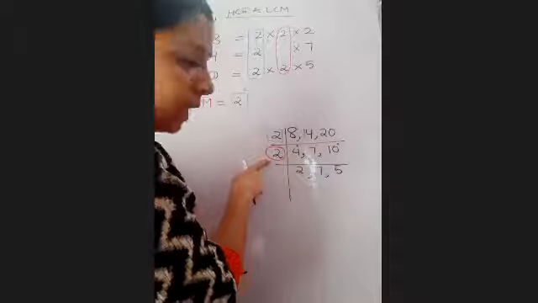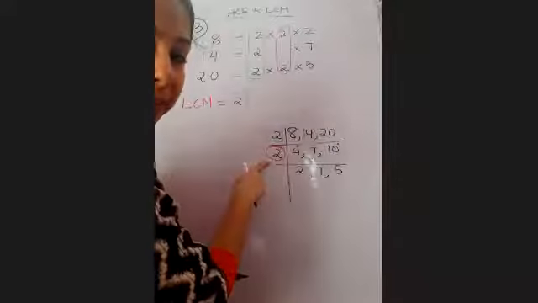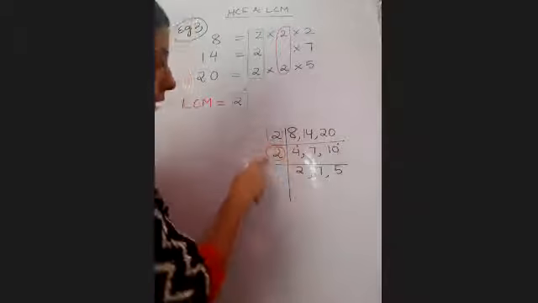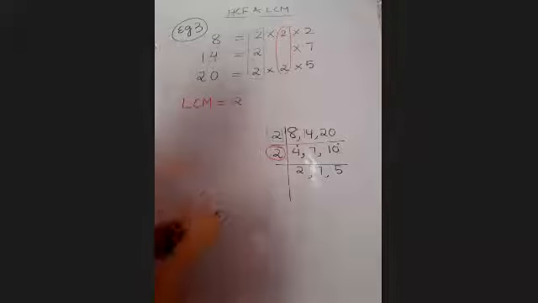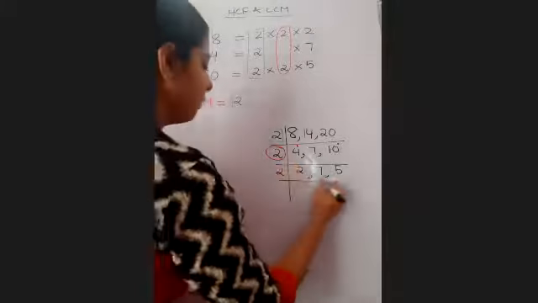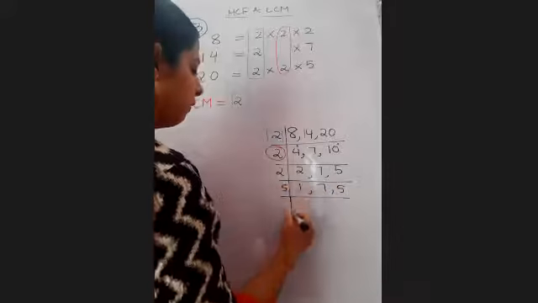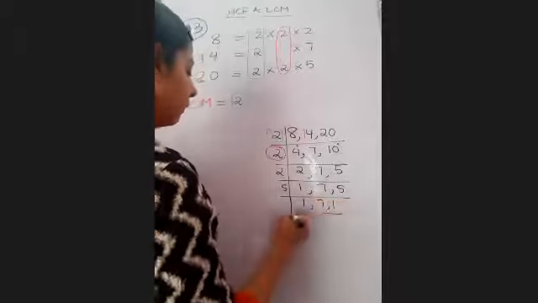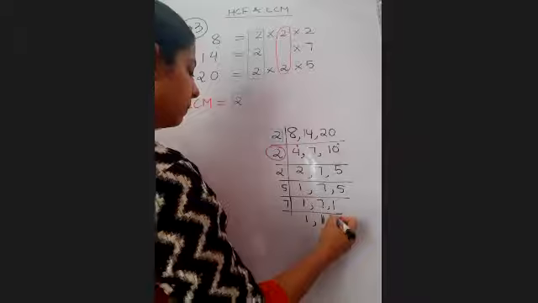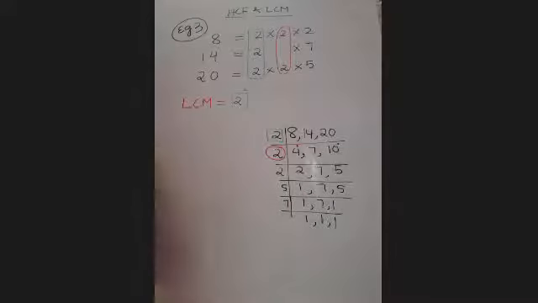But is it being counted one time or 2 times? One time. So will this 2 also be taken common or not? After that I will have 1. 7 divided by 7 is 1, and 5 is 1. So how to find LCM?